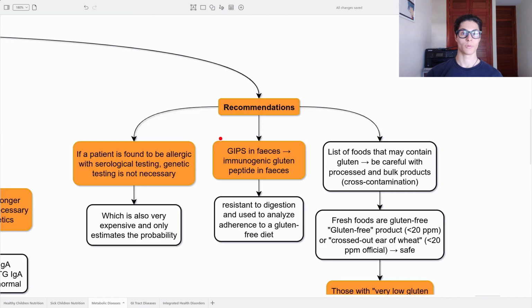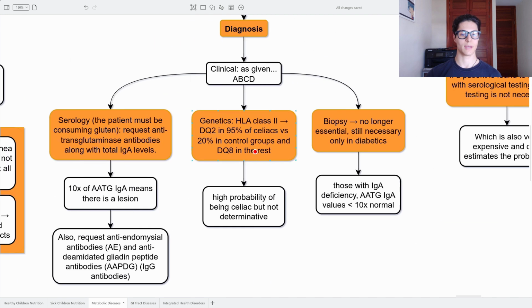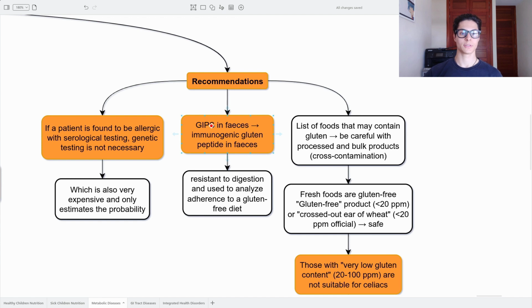Recommendations: if a patient is found to be allergic with serological testing, genetic testing is not necessary, which is also very expensive and only estimates the probability. Again, here, the most important one is the serology test. And if we find glycosyl inositol phospholipids in feces, it means that there is an immunogenic gluten peptide in the feces as well. And that is due to a resistance to digestion and is used to analyze adherence to a gluten-free diet.